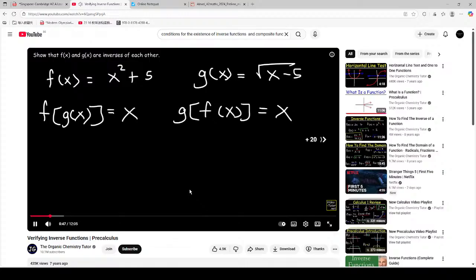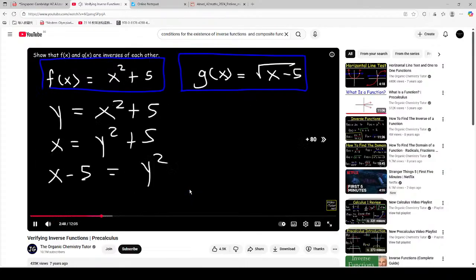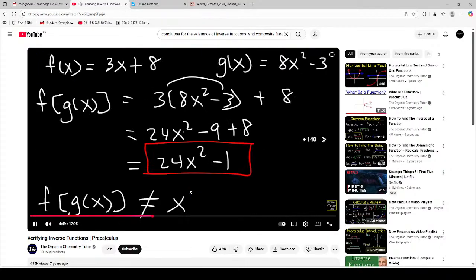In this video, we're going to talk about how to show that two functions, f of x and g of x, are inverses of each other.